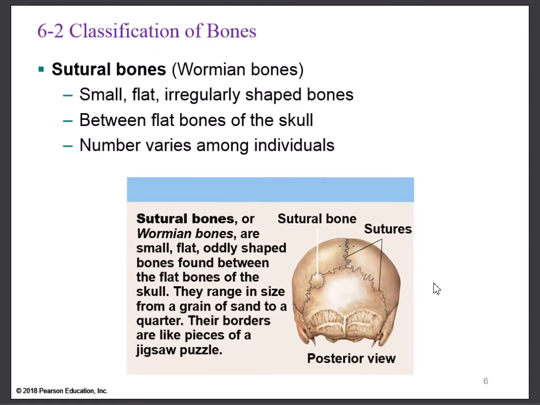They can be anywhere. They're commonly found in the lambdoid suture back here. They can be found towards the front where the coronal suture is. So they really can vary, and the amount of sutural bones that people have is also variable. They don't have any real clinical significance. So we're going to call these sutural or wormian bones. Where do you find them? In the sutures that hold the skull bones together.